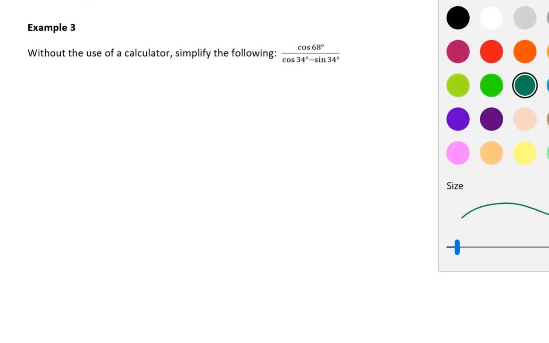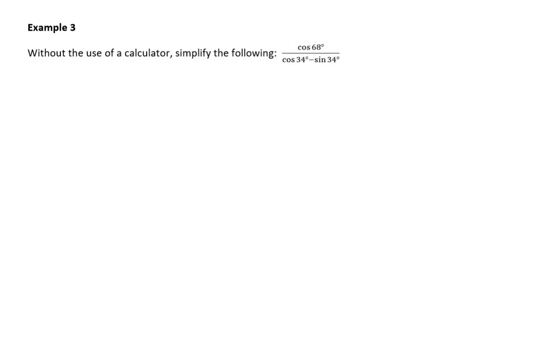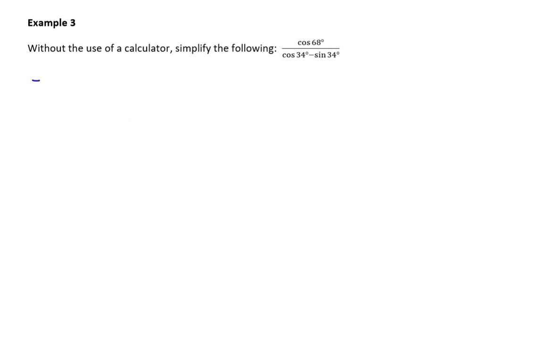Example 3 says, without the use of a calculator, simplify the following: cos 68 over cos 34 minus sine 34. Now, 68 and 34, I'm hoping immediately you see those. You're like, oh my word, 68 is double 34, so that has to be some kind of connection. If you didn't see that, you kind of got to go through the motions. Can you rewrite 68, 90 minus what? 22? 22's got nothing to do with 34. So eventually, once you've looked at a couple of options, hopefully you get down to double angles.